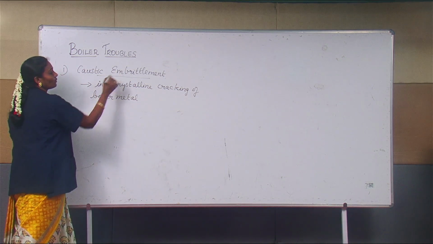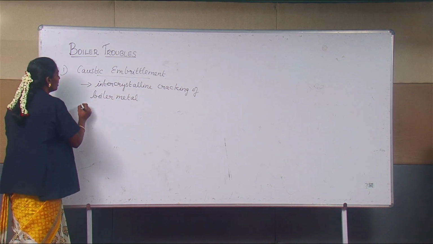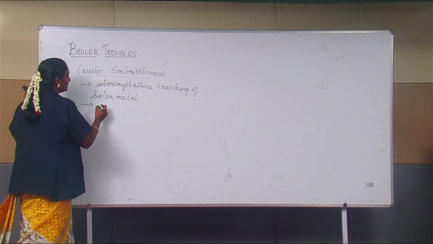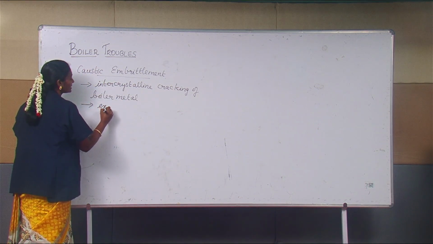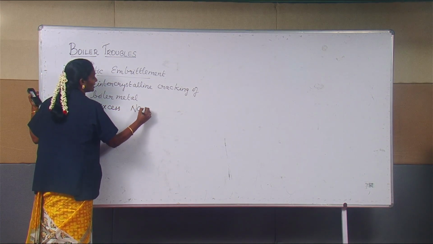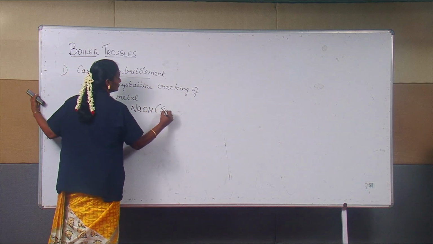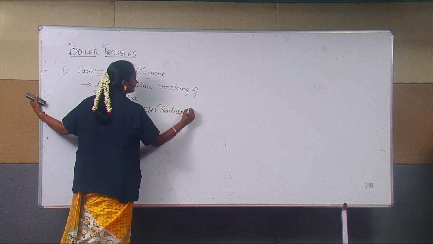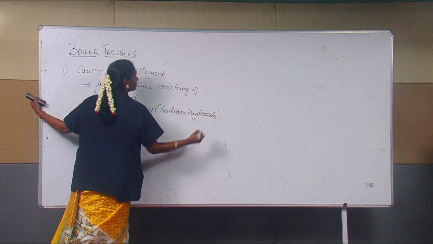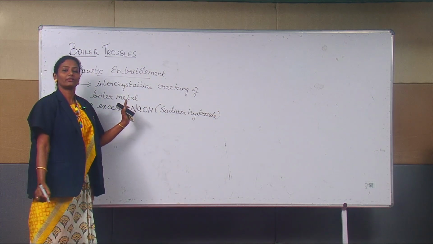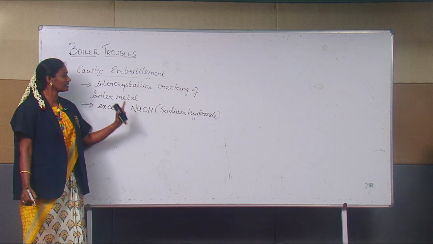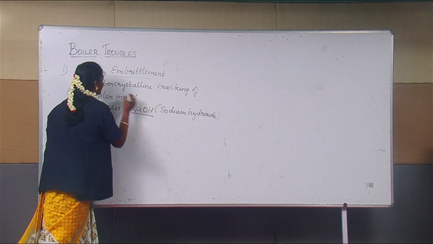Okay, so we have seen what is embrittlement. Now, what is the reason for this caustic embrittlement? The reason is excess sodium hydroxide. So the reason for the intercrystalline cracking of the boiler metal is sodium hydroxide.